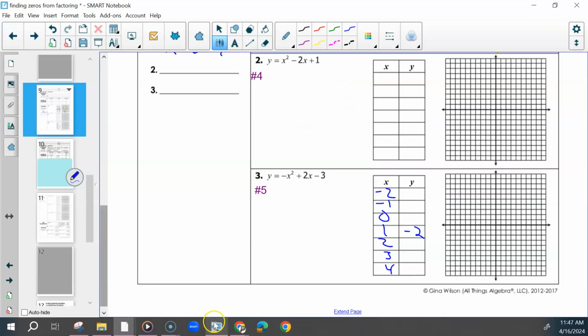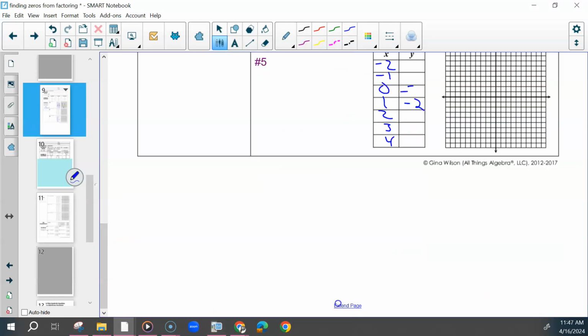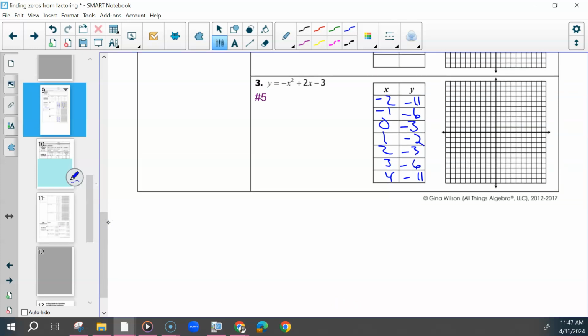-3, -6, -11. If you want to plot the 11s, you can. This is a 10 by 10, so it'll just be one on the graph. If you would rather just focus on the ones that are on the graph, that's also fine. It should look something like this.